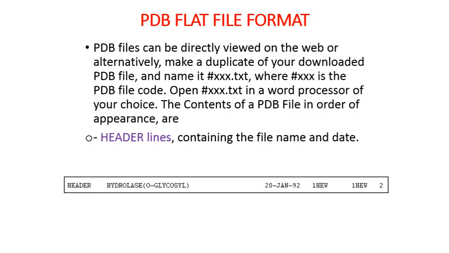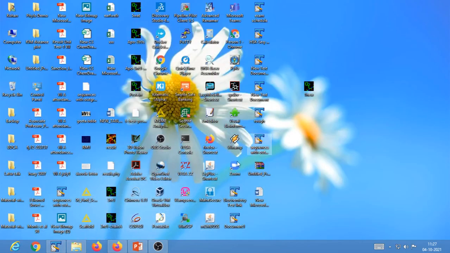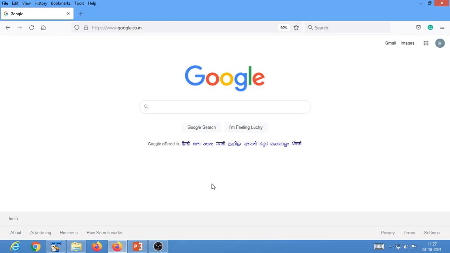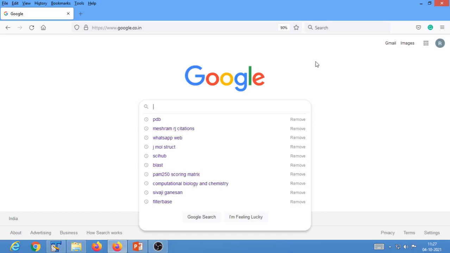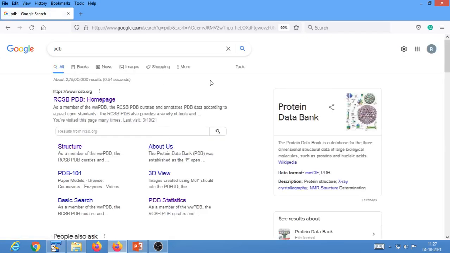For our demonstration today, we need a PDB file, some structure file. So let me first show you how to download any protein model from the Protein Data Bank. For that, all you need to do is visit the PDB website. Try googling it. This is the site you are interested in: Research Collaboratory for Structural Bioinformatics, the RCSB PDB homepage.